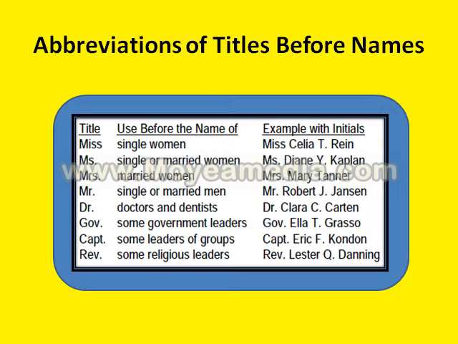Gov, G-O-V followed by a period for some government leaders. Example, Gov. Ella T. Grasso. CAPT for captain for some leaders of groups. Example, Captain Eric F. Condon. REV, which means reverend, for some religious leaders. Example, Reverend Lester Q. Danning.